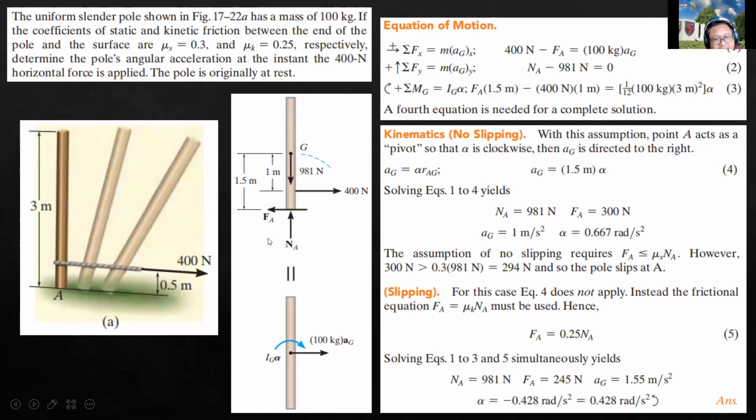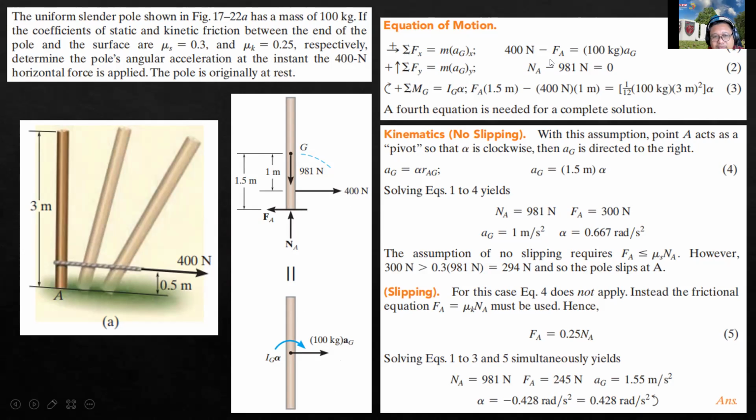On this side, we can see we have a free body diagram, right? And down here you have a diagram to show that the thing is moving. And if we look into the equation of motion, in the x direction, you have 400 Newton to the right. That's why it is a positive value.